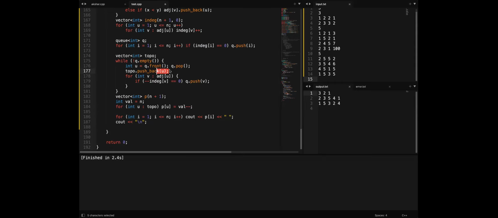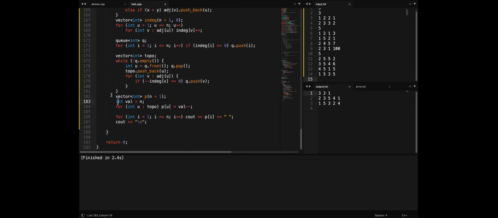So according to the rule, we have to push our largest element to the topo. And how do we know that it's largest element? Because it has in degree 0. Now I will iterate to the nodes of u, okay, and decrease in degree of all the nodes. And if now it's 0, then we will push it to the queue, and then again we will iterate. Okay, so this will happen again and again, and you will have your topo vector filled.